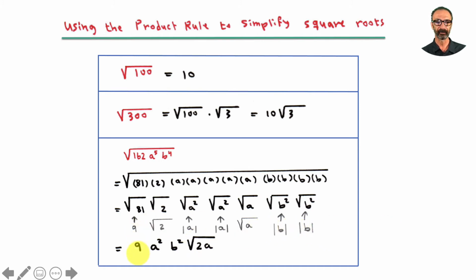9. Absolute value of a, absolute value of a, that will give you a squared. Absolute value of b, absolute value of b will give you b squared. This is a square root. This is a square root. And they stay together, combining them. Square root of 2 times square root of a, which is square root of 2a. Hopefully that was clear. It's a little bit fast, but as you can see, there are too many pieces.